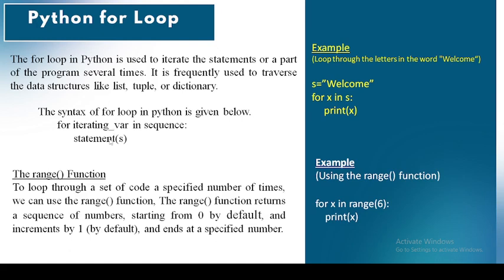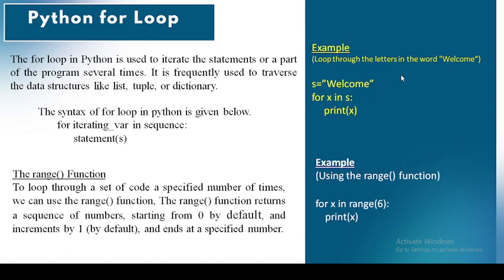Now look at the syntax. The syntax for the for loop in Python is given below. For iterating_variable in sequence, then a colon, and then the statements. So here we need to write the for, and then any variable which will visit the sequence, and then we have to put a colon and then the statements, whatever we want to print, whatever we want to display. Now look at the example on the right hand side.